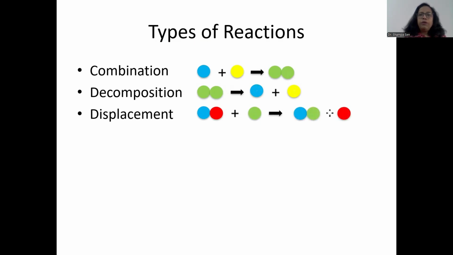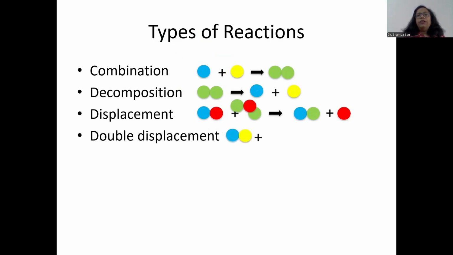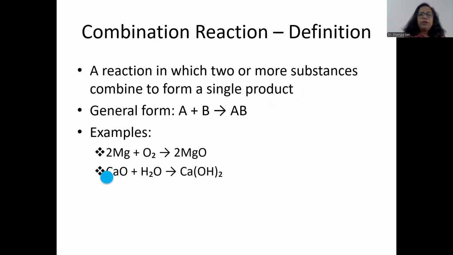It is shown here with colored balls. Then double displacement. One of the elements will get displaced from each group if two different substances are there. And it is shown. We will go to each of them now.